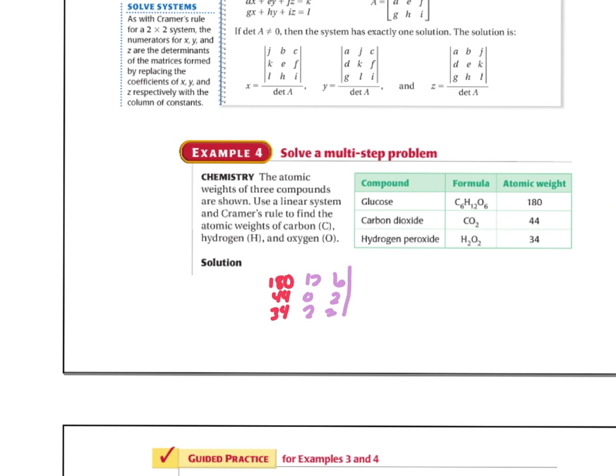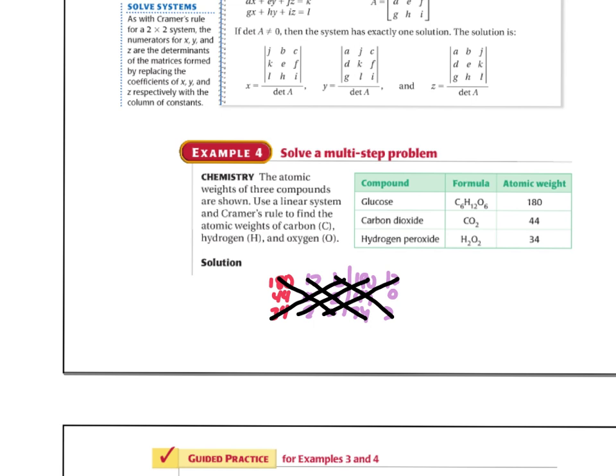And I need to find the determinant of that. So when you take all of your numbers, you take 180 times 0 times 2, which is just 0. Remember you have to add your two columns, which would be 180, 44, and 34, and 12, 0, and 2. And then you're going to take 12 times 2 times 34 plus 6 times 44 times 2. And from that, you subtract the other diagonals: 34 times 0 times 6, 2 times 2 times 180, and 2 times 44 times 12.